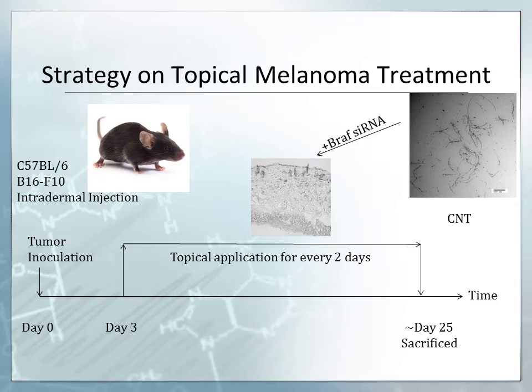So we wanted to see if we can use this topical siRNA delivery system to reduce tumor progression, and we tested it in a mouse model. We inoculated the tumor into the mice transdermally at day 0, and then we applied the nanotube with BRAF siRNA topically from day 3. Then, around day 25, we sacrificed the mice.